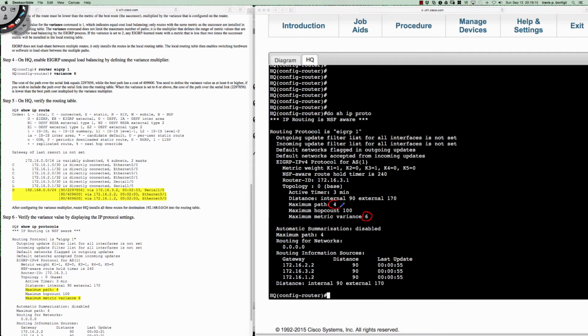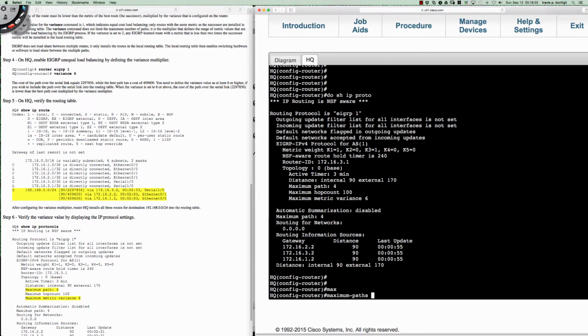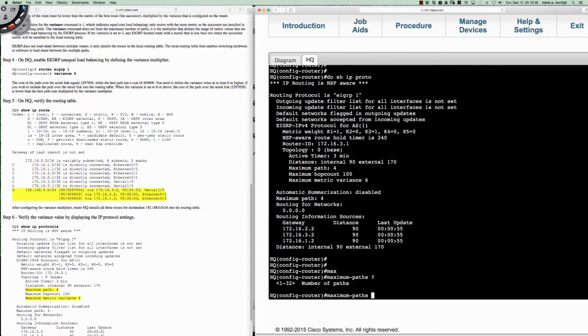We have the maximum number of paths that we can load balance across, and we see the maximum hop count is 100 here. Now we can change this hop count to 255 if we needed to. We can also change the maximum paths. So let's check that. If I say maximum-paths and do a question mark, we could set it to 32. So I could do load balancing, either unequal or equal cost multipathing, across 32 different links to get to a single route.